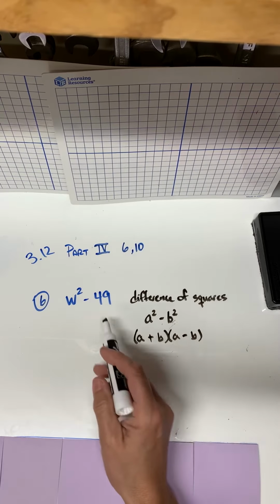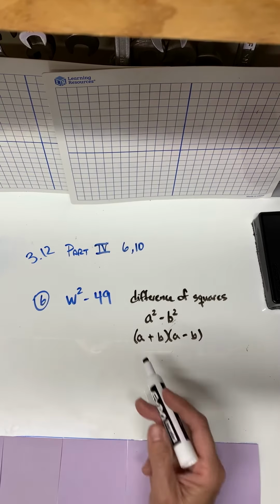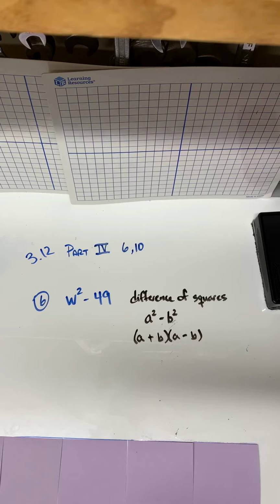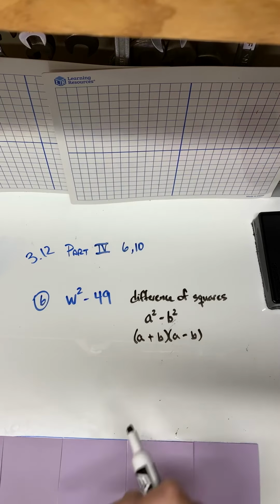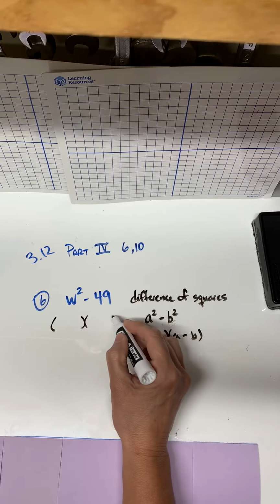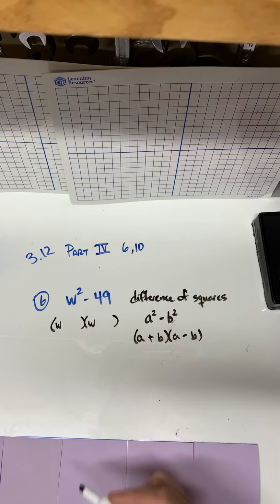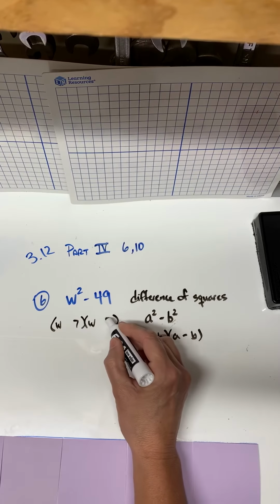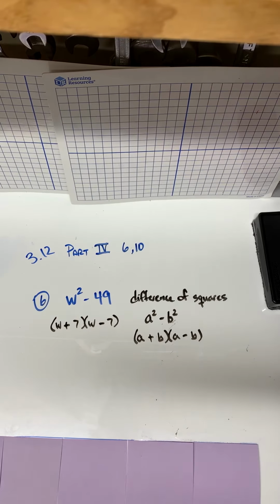Probably the hardest part, if you don't recognize the 49, is figuring out what its square root is. But you can always do square root of 49 on your calculator. In this case, it's 7. So I would write my 2 parentheses, put my w in the first entry, my 7's in the second, and one's a plus, one's a minus, and that's my answer. That's called a difference of squares.